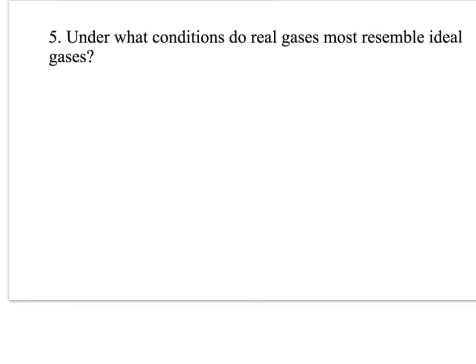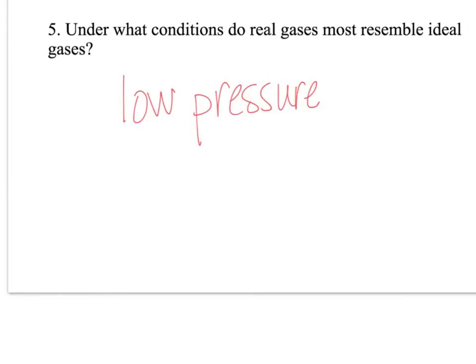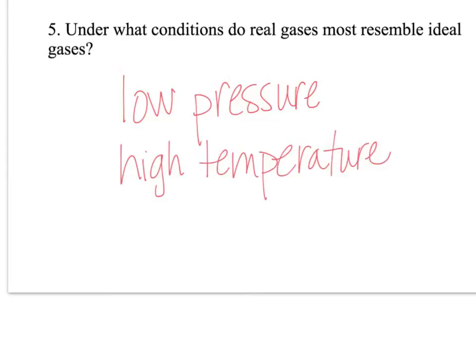Number 5, under what conditions do real gases most resemble ideal gases? In class when we discussed this, we said the times that they would behave most ideally is when they are far apart. The particles are far apart from each other. And so the 2 conditions that we have there are low pressure, because when the pressure is low, the particles are not being pushed close together. And one of the other conditions is high temperature, and that's because when the temperature is high, the particles are moving faster and able to move further away from each other.